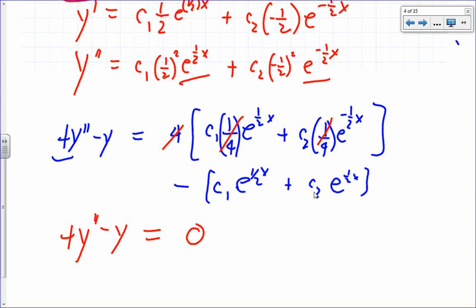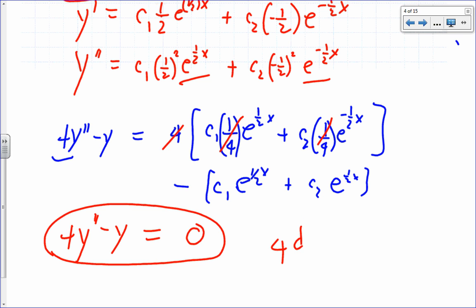This is an example of a differential equation, an equation that has derivatives. Your goal when you solve a differential equation is to get the function. See, this is a differential equation: 4 times the second derivative of y with respect to x minus y equal to 0. This is an equation that has a derivative of y in it, the second derivative. So your goal in a differential equation is to solve for y, the function.